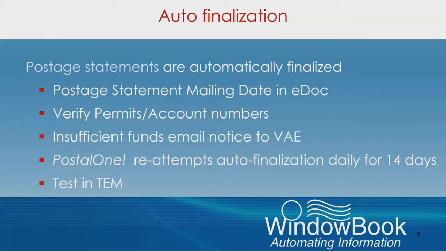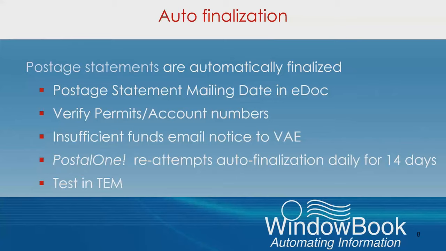Postal One will perform balance checks on the payment account that's listed in the EDOC and for EDOCs that are in the updated status. And it starts doing this balance check every 24 hours, beginning 2 days before the mailing date. Now, in cases where there are insufficient funds in these accounts, then an email is sent to the Verification Assessment Evaluator, or VAE, that's identified for your CRID, and then you can take care of the funding deficiency.